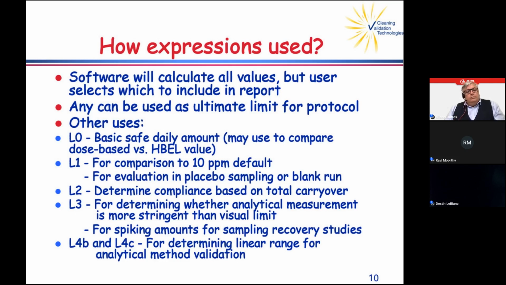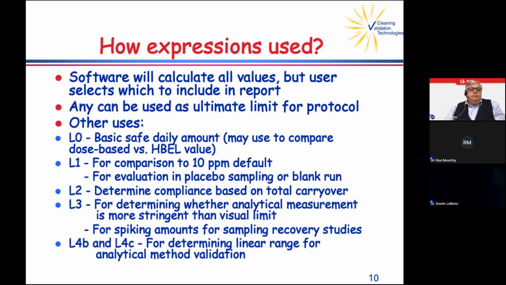L3 is important if you're going to use a default for micrograms per square centimeter, for example, that's a typical visual limit, and you want to determine which is the most stringent. And the L3 is also typically used when you're doing sampling recovery studies for how much you want to spike onto the coupon to represent what could be present at the limit, the maximum amount that could be present on your equipment in a cleaning validation protocol.